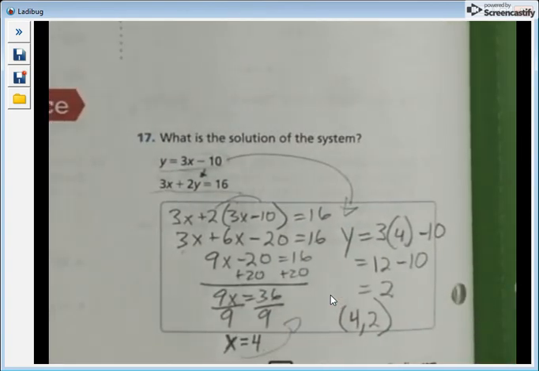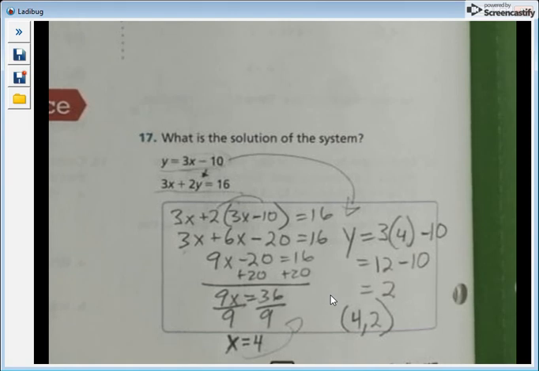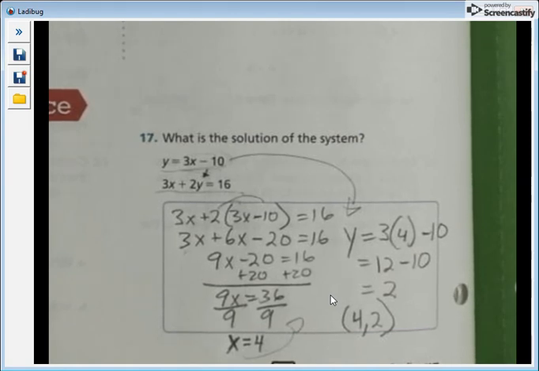All right, so that covers topic 5.3 with substitution to solve a linear system. Hope it helps.